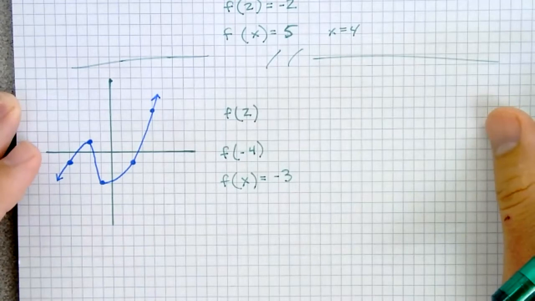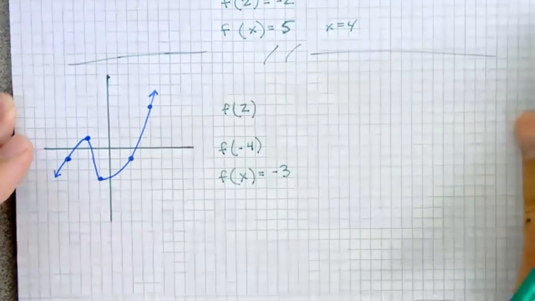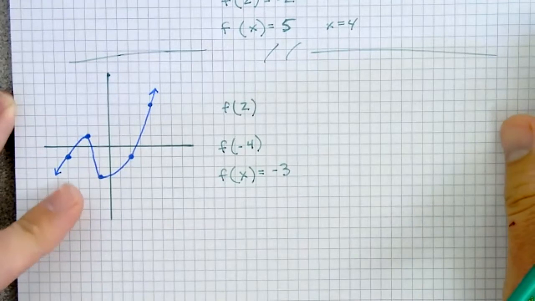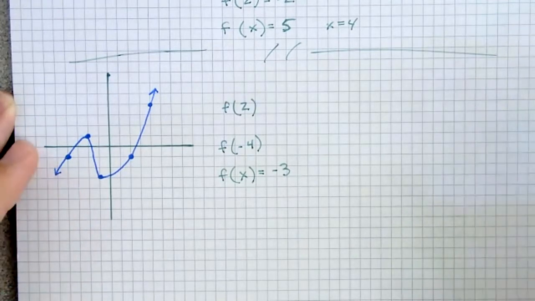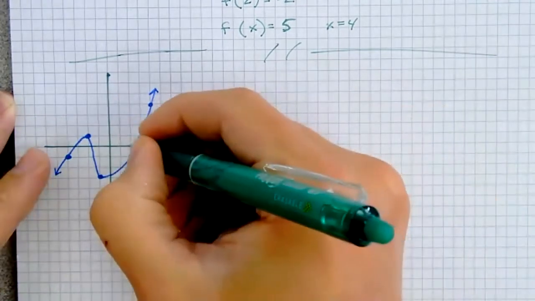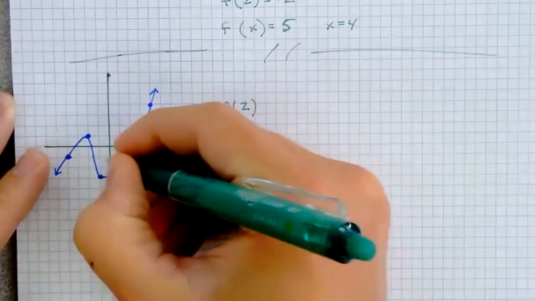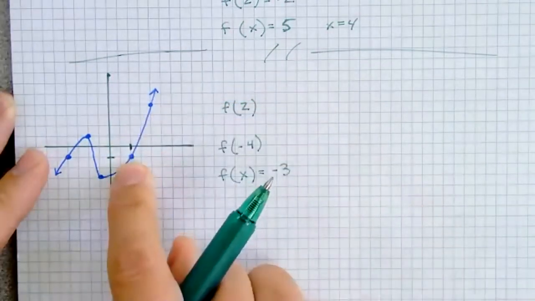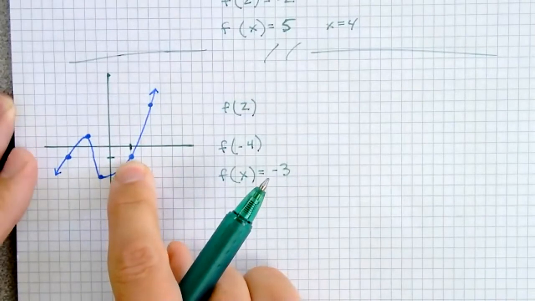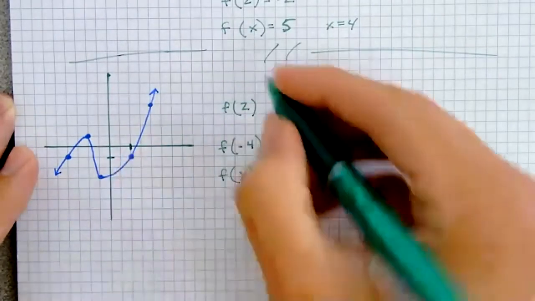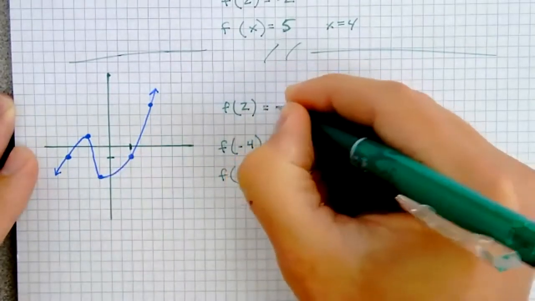All right, so let's say we were given these 3 questions based off of the graph. f of 2, x value is equal to 2. What is our y value? Okay, so it's going to be that point right there. Our x value is 2. Our y value would be -1.